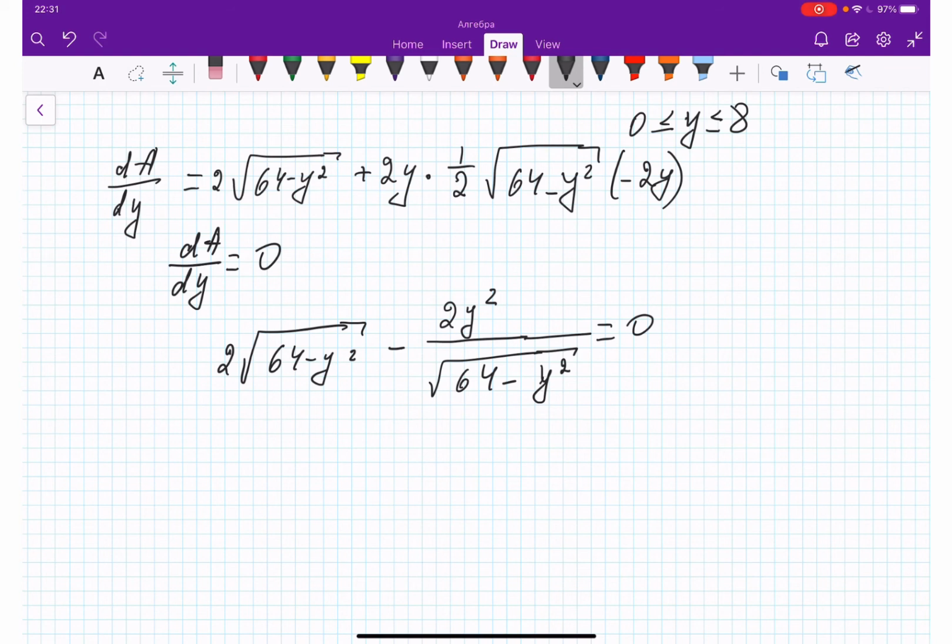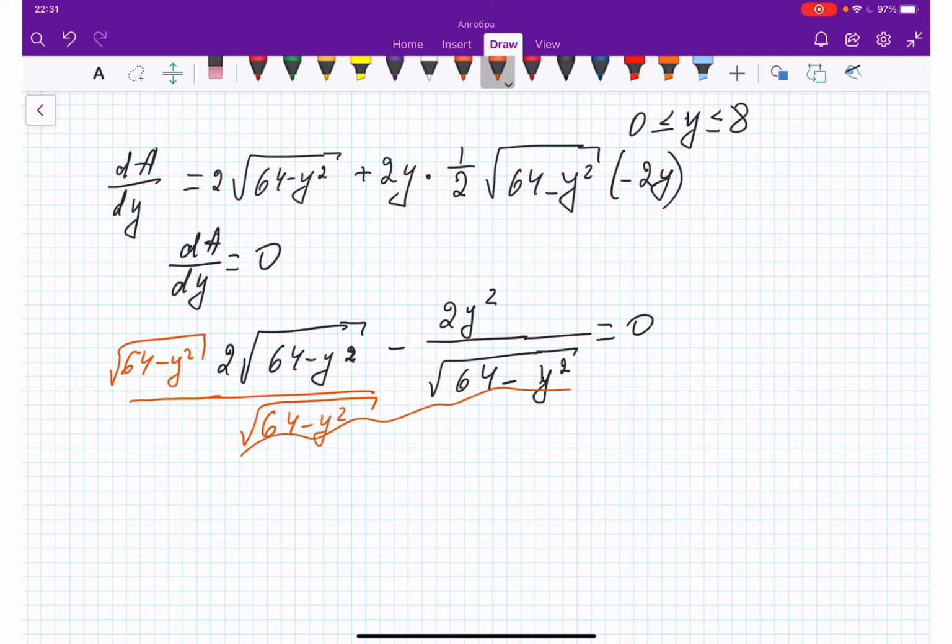All right, so to solve it, what is going to happen? If I bring it to a common denominator, right? The common denominator is going to be 64 minus y squared under the square root. And whatever we divide by, we need to also multiply to keep the balance. Okay, so now we can drop this denominator, as we know, and get the result, which is going to be twice 64 minus y squared, minus 2y squared is equal to 0, right?